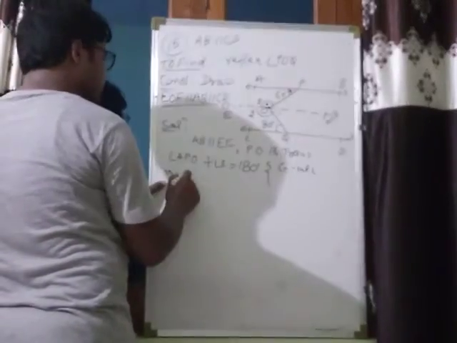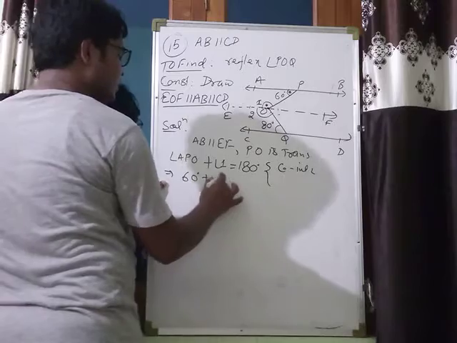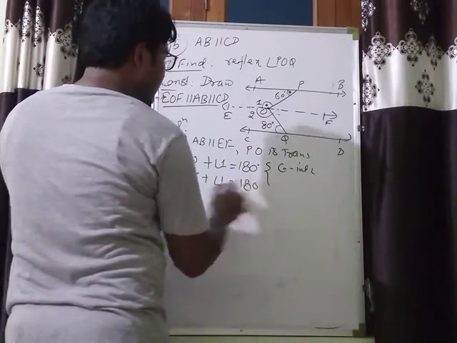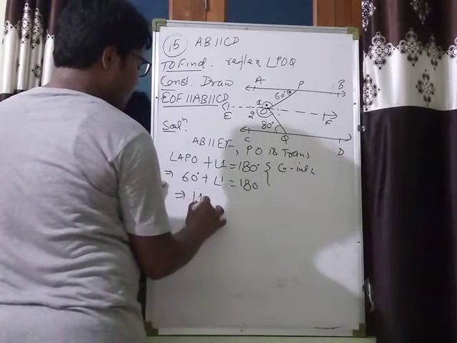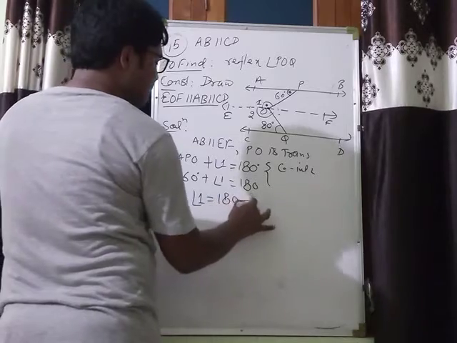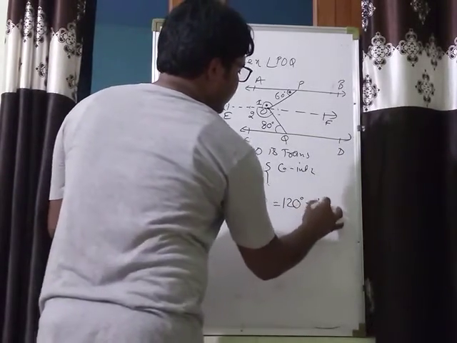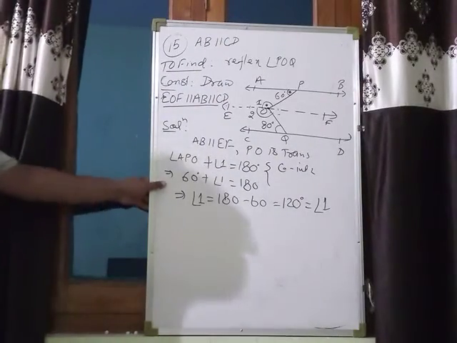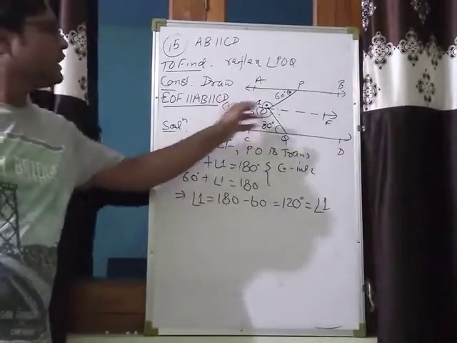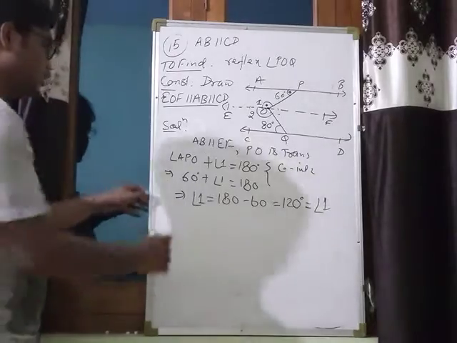Now APO measurement is 60 degrees, plus angle 1 equals 180. So from here what will be the value of angle 1? That is 180 minus 60, that is 120 degrees. That is angle 1. Okay? Now I am going to find out angle 2. Now EF is parallel to CD.